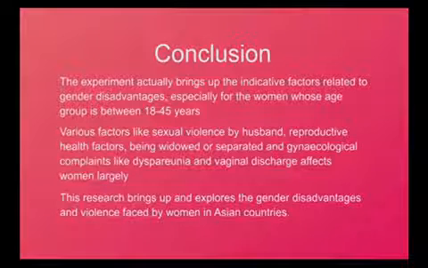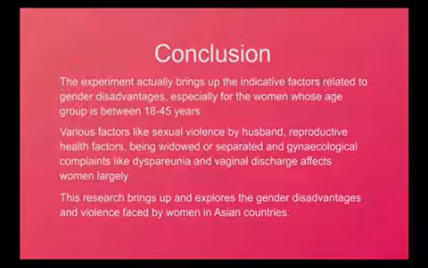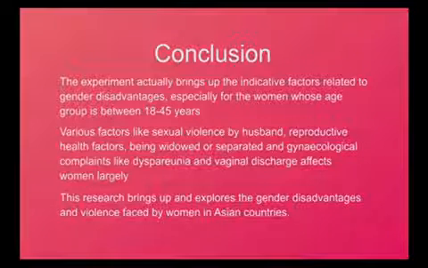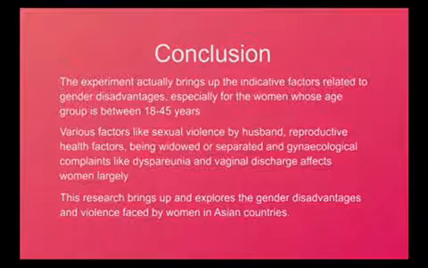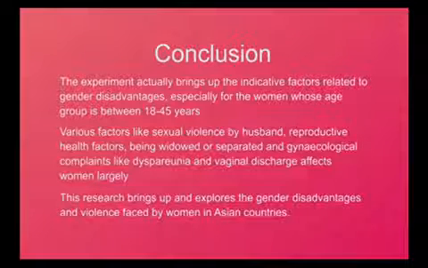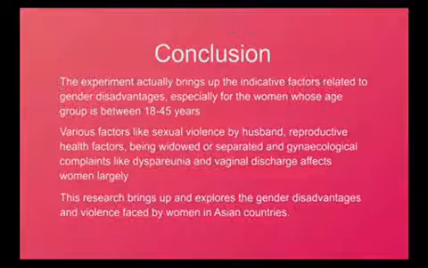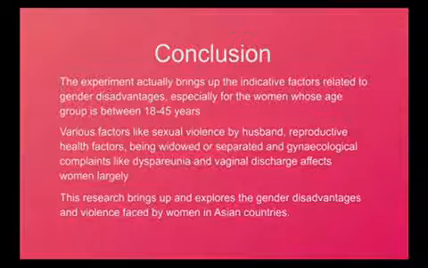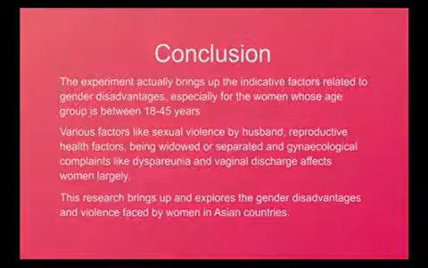Conclusion: the experiment brings up the indicative factors related to gender disadvantages, especially for women whose age group is between 18 and 45 years. Various factors like sexual violence by husbands, reproductive health factors, being widowed or separated, and gynecological complaints like dyspareunia and vaginal discharge affect women largely. This research brings up and explores the gender disadvantages and violence faced by women in Asian countries.